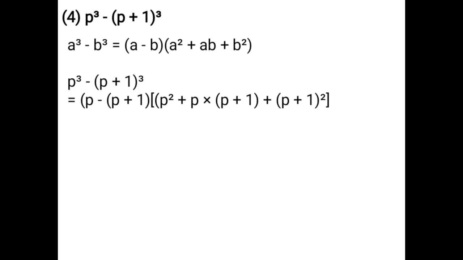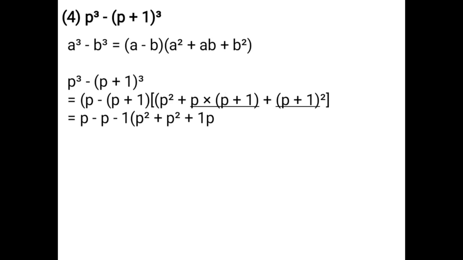Next step, in bracket p minus (p plus 1) you have to open. That is p, minus into plus is minus, minus p, minus into plus is minus, that is minus 1. After opening the first bracket, the second bracket, what is there, that you have to solve now. p square write as it is. You have to solve plus p into (p plus 1): p into p is plus p square, plus p into 1 is plus 1p, plus (p plus 1) the whole square.